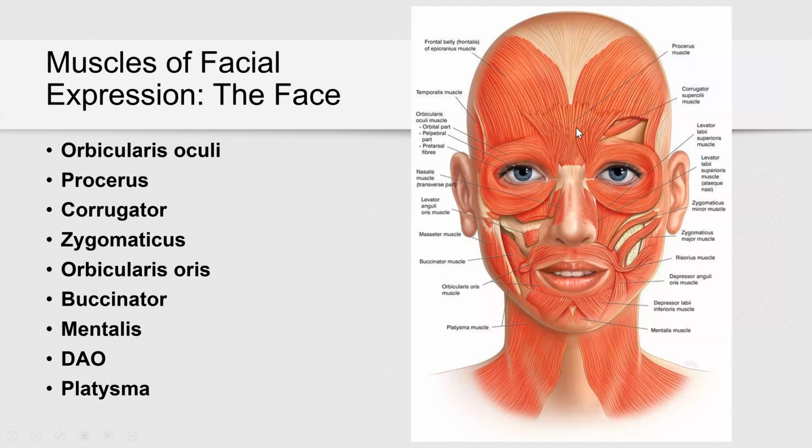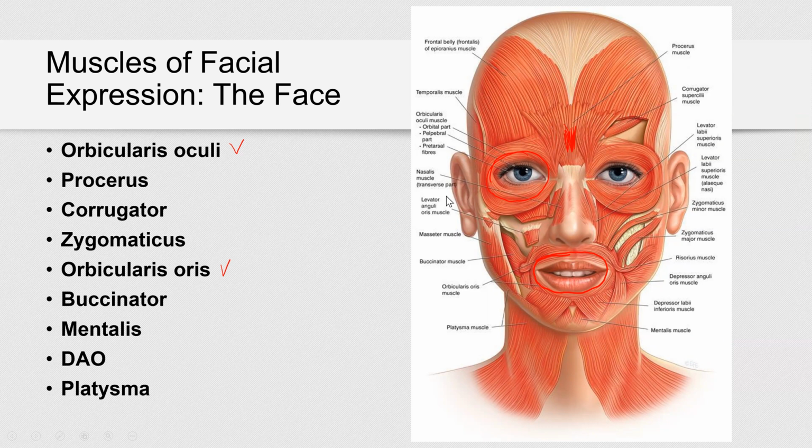Now, if we look at this diagram, we have orbicularis oculi. Those are circular muscles that are surrounding your eye, right here. Then we have orbicularis oris. So just orbicularis oculi, and orbicularis oris is this muscle right here. Then we have a procerus muscle, that muscle right there.